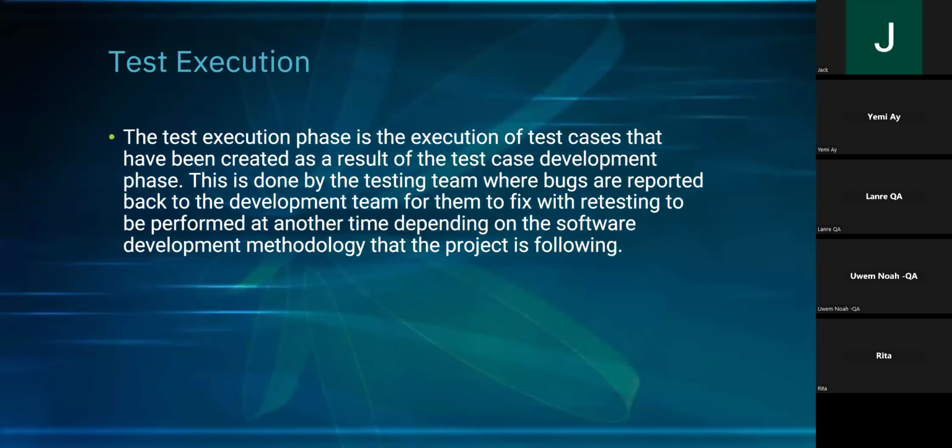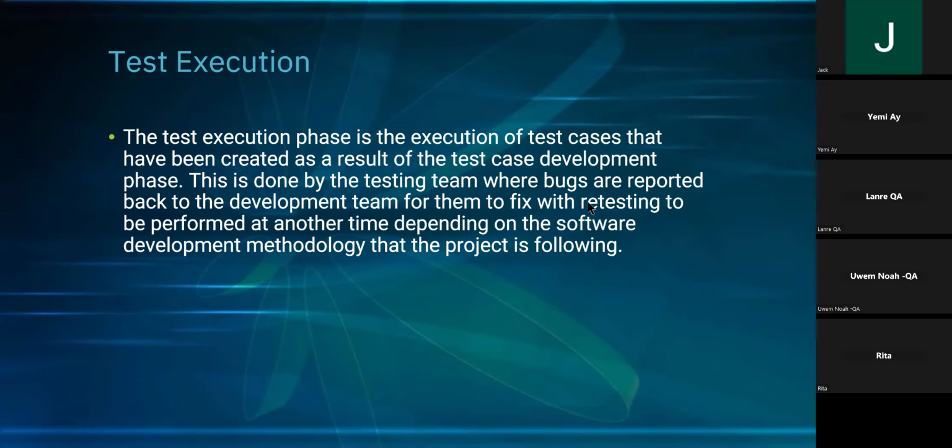Test execution. The test execution phase is the execution of test cases that have been created as a result of the test case development phase. This is done by the testing team, where bugs are reported back to the development team for them to fix, with retesting to be performed at another time, depending on the software development model the project is following.